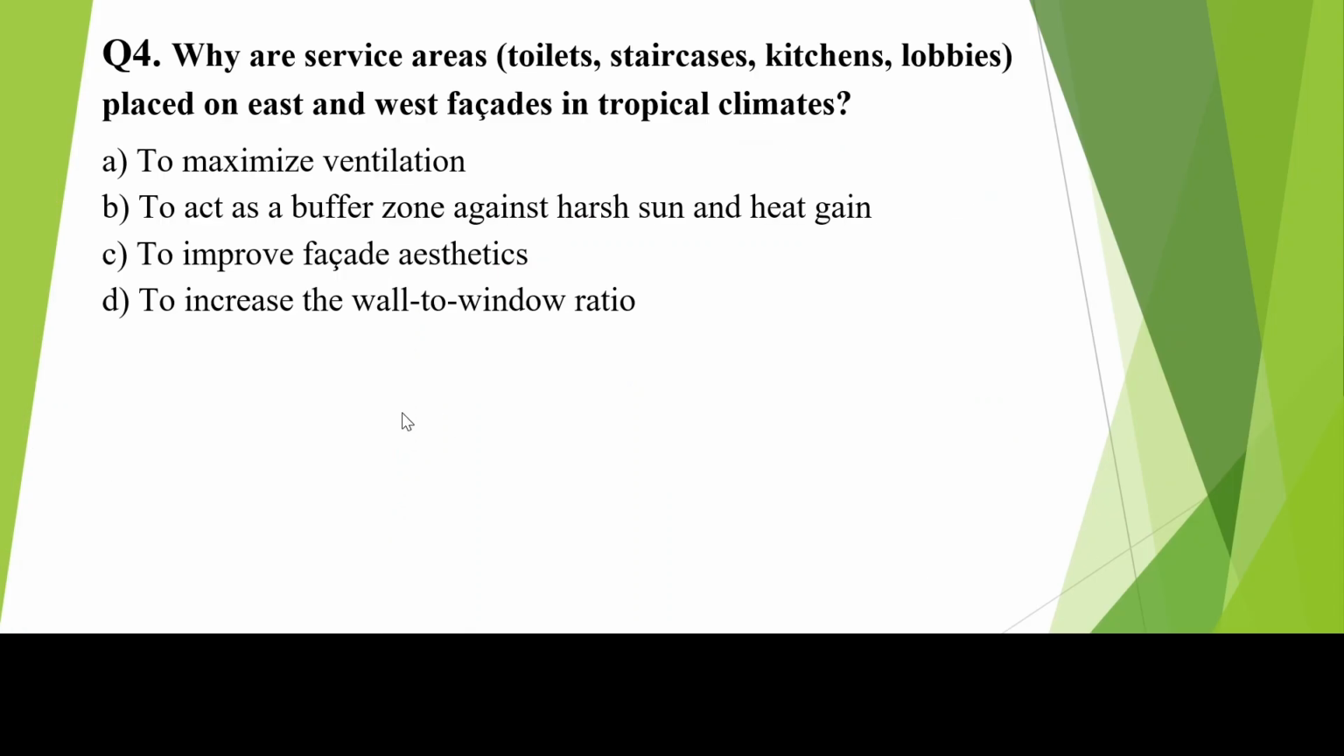Okay. So option B says that creating such service areas in east and west facades in tropical climate will act as a buffer zone against harsh sun and heat gain. This was opted by all of you, and all of you are absolutely correct. These service areas will insulate the habitable spaces from the intense eastern or western sun. They also benefit from natural daylight, reducing the artificial lighting needs. So all of you are absolutely correct. Option B is the correct answer for this question number 4. So with this, let's move to the next question.